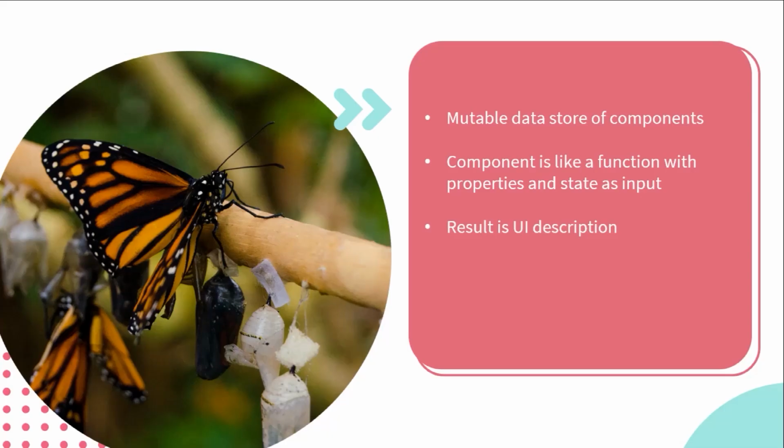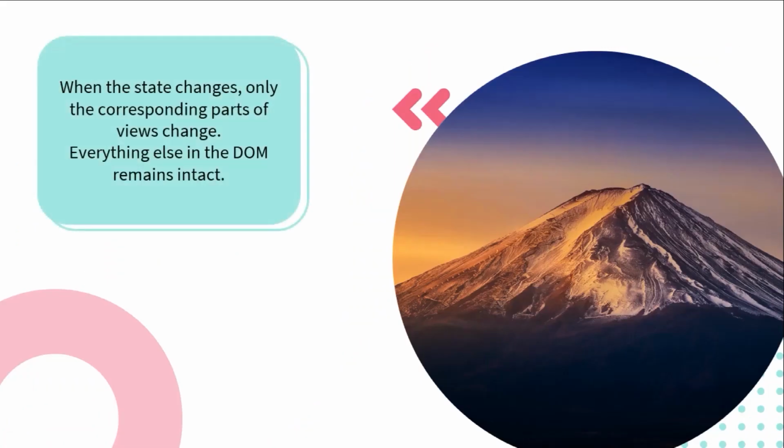To work with states, you access them by name. This name is an attribute of the this.state object. React takes care of keeping views up to date when the state used in the view changes. In essence, when the state changes, only the corresponding parts of the views change. Everything else in the DOM remains intact. This is possible due to the virtual DOM, which React uses to determine the delta using the reconciliation process.